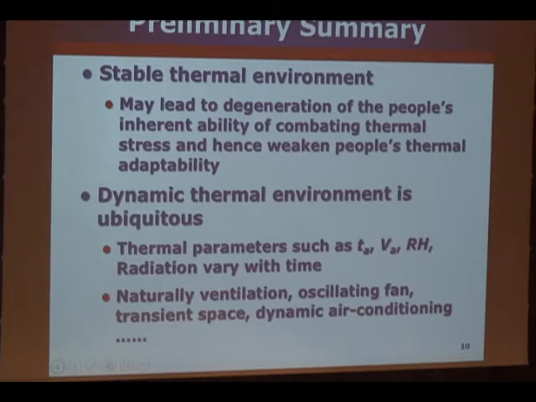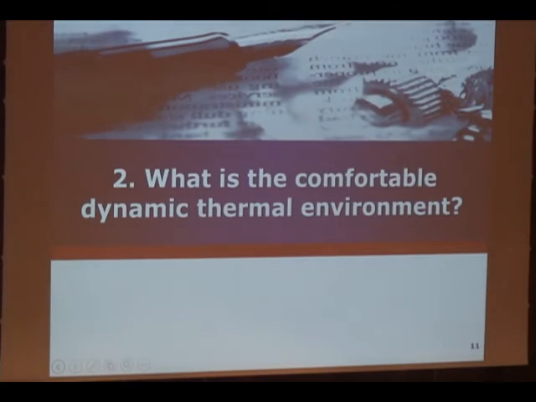If the thermal parameters vary, such as temperature, velocity, relative humidity, radiation, that means it's a dynamic thermal environment. For example, natural ventilation, oscillating fans, transient spaces, and dynamic air conditioning are all dynamic thermal environments. So the problem is how to evaluate it, and what kind of dynamic environment is more comfortable. So the second question is, what is the comfortable dynamic thermal environment?